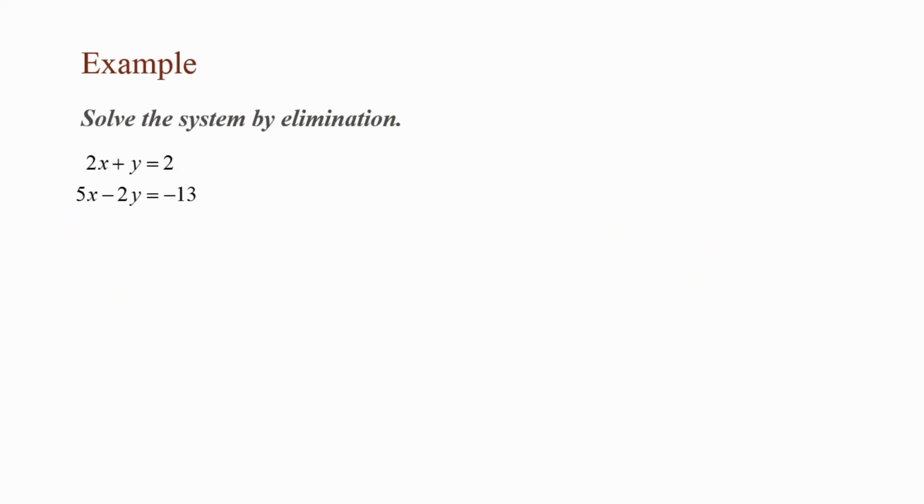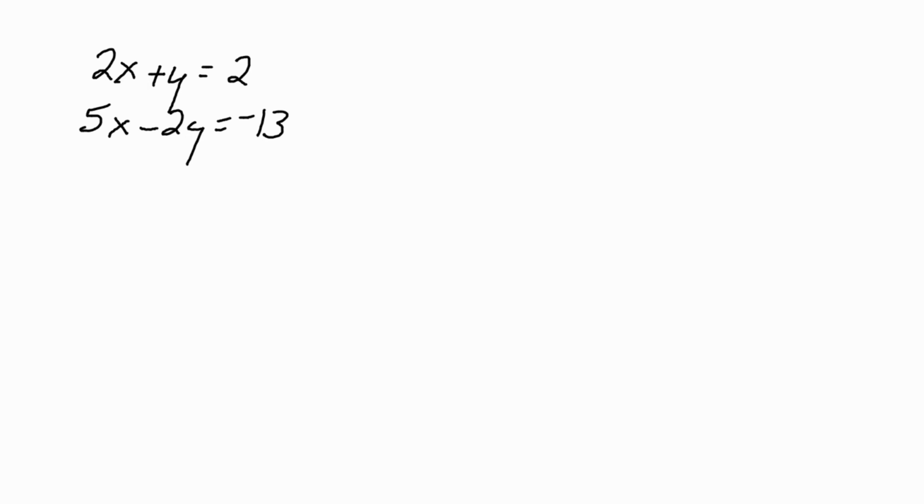Solve the system by elimination. In this example, we have 2x plus y equals 2 and 5x minus 2y equals negative 13. So here, if I were to just add my equations, 2 plus 5 is 7, and y minus 2y would give us negative y. So that's not really helpful.